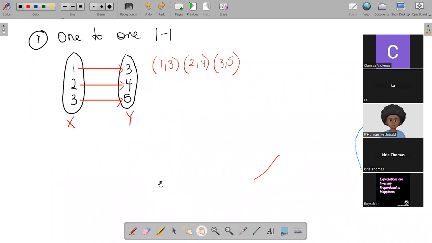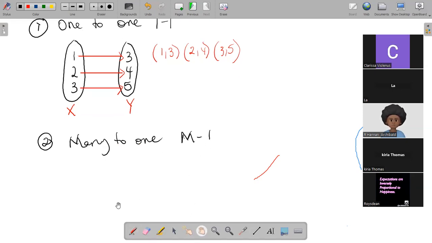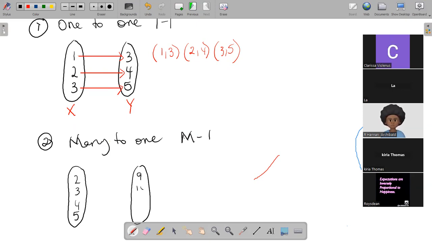Okay. The second one, I see some persons posting it, so thank you. The second one is a many-to-one. It's self-explanatory as well. So that means you put M to 1. So let's look at what a many-to-one would look like. So let's say we have 2, 3, 4, 5. Over here we have 9, 10, 11, 12. Let me see if persons could see why this is a many to one.